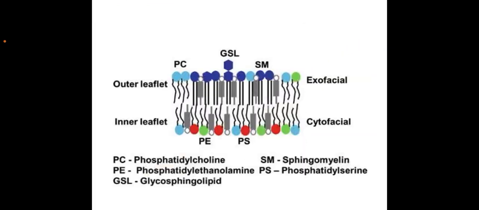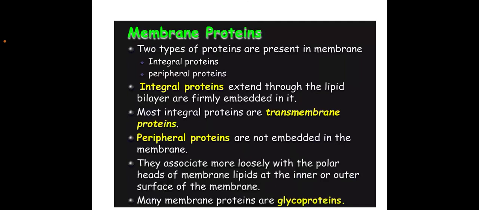So here is again the composition of the outer leaflet and the inner leaflet. I have discussed it in detail in the previous slide. The outer is the exoplasmic side and the inner is the side facing the cell. Cyto means cell side, exo means outside, facial means face. So these were the lipids and the structure and fluidity of the membrane.